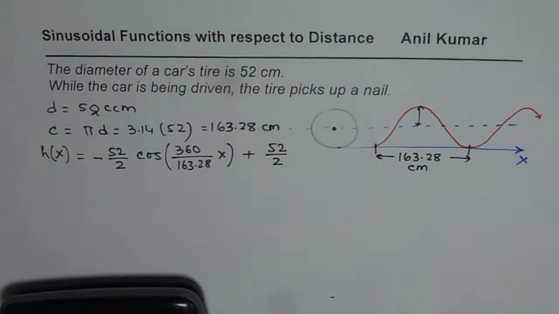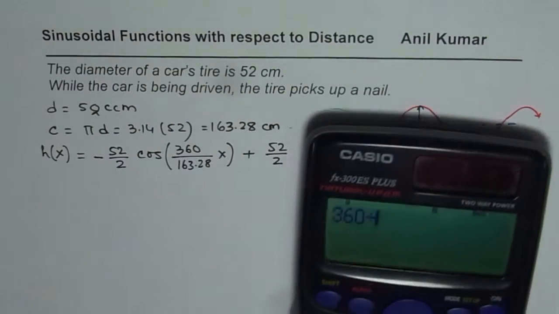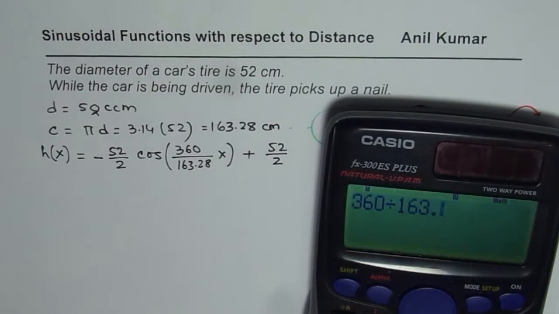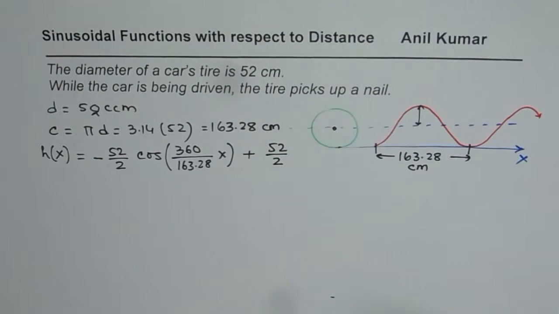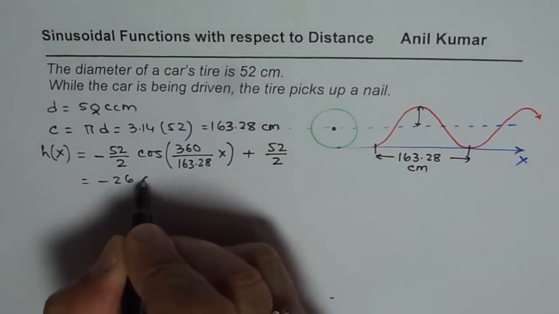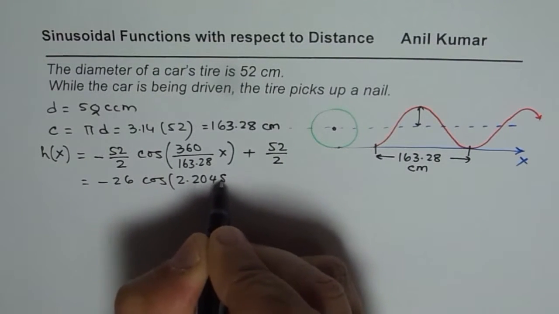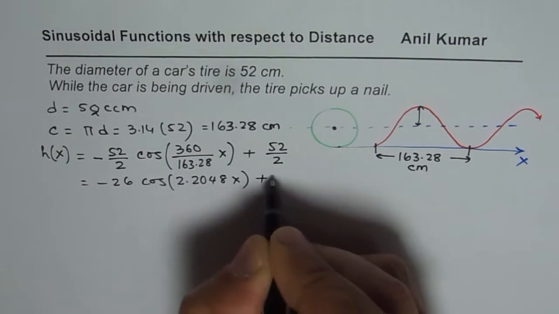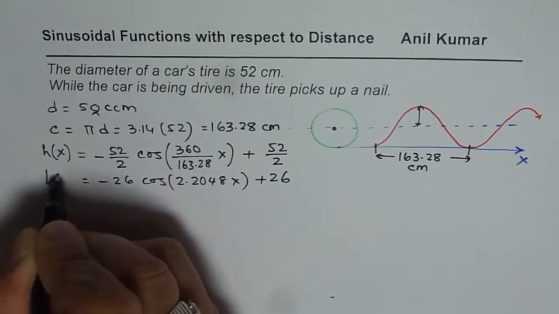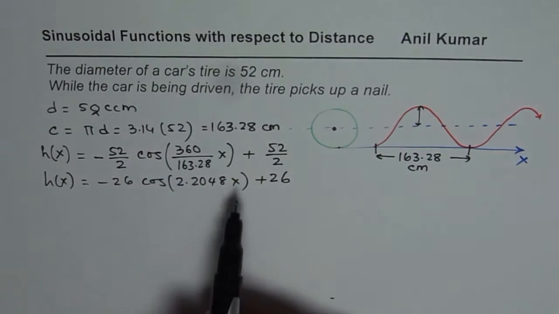So let us calculate this. We'll do 360 divided by 163.28. That gives us approximately 2.2048. So we have this value as 2.2048. This is 26. So minus 26 cos of 2.2048 x plus 26. So that is how we can say the height of the nail is related, right, with the distance traveled.